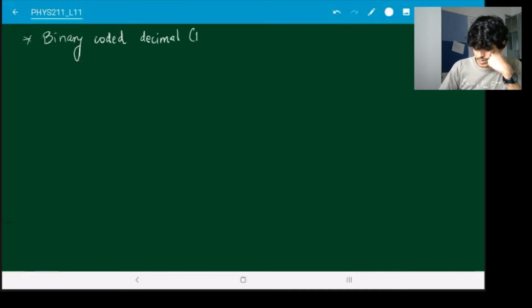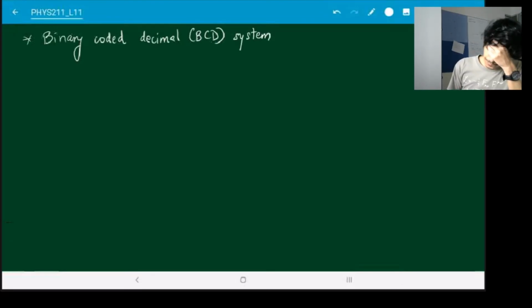Also called BCD. Now, what is BCD? It is one way of encoding your decimal numbers using binary, but not quite in the way that we've seen, not using actual binary numbers.